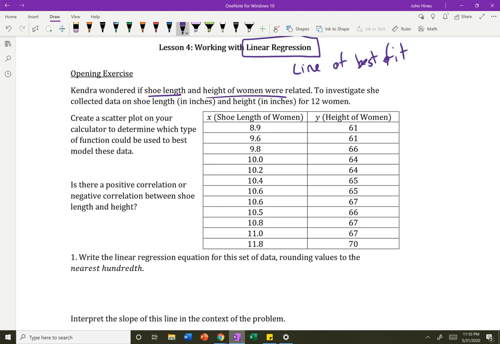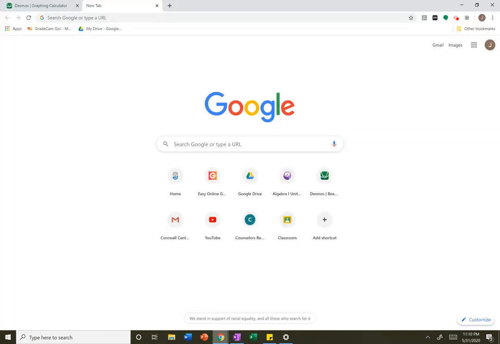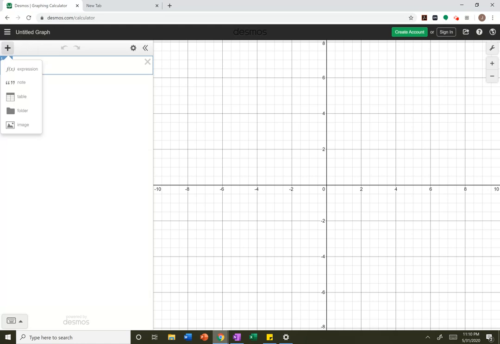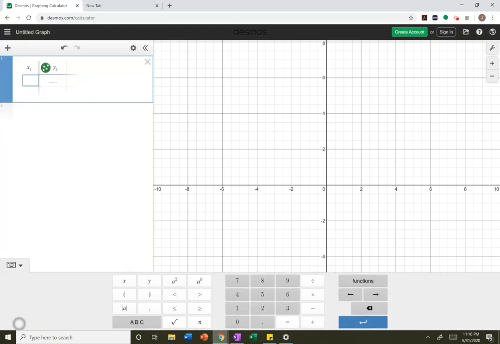So let's go to Desmos. I'm going to take a picture just so I have the data. And here we go. Let's go create a scatter plot. We know how to do this. I'm going to hit plus, and I want to add in a table. Now let's see how many mistakes I can make. I'm going to type in the whole first column.